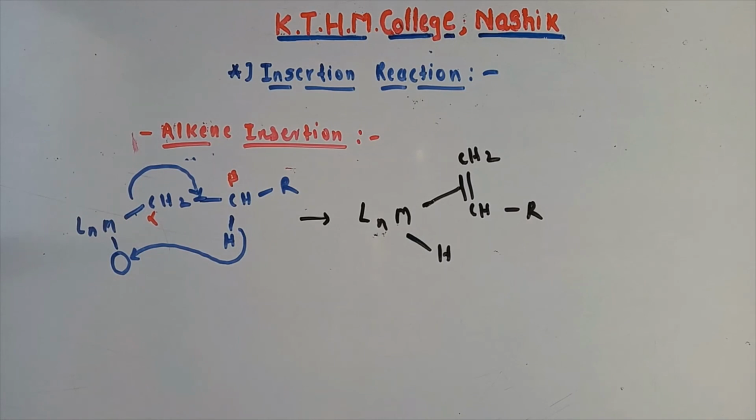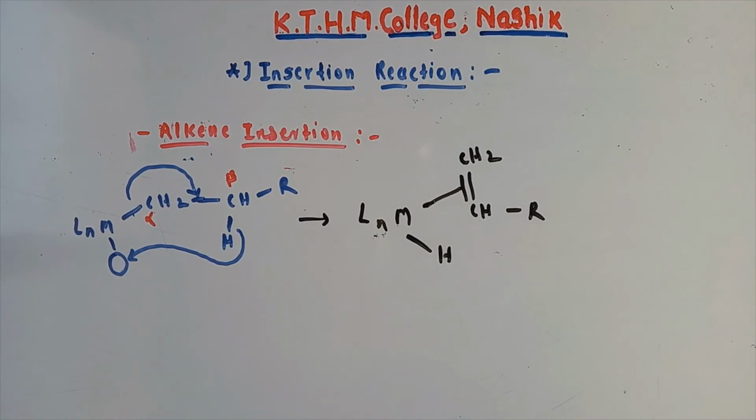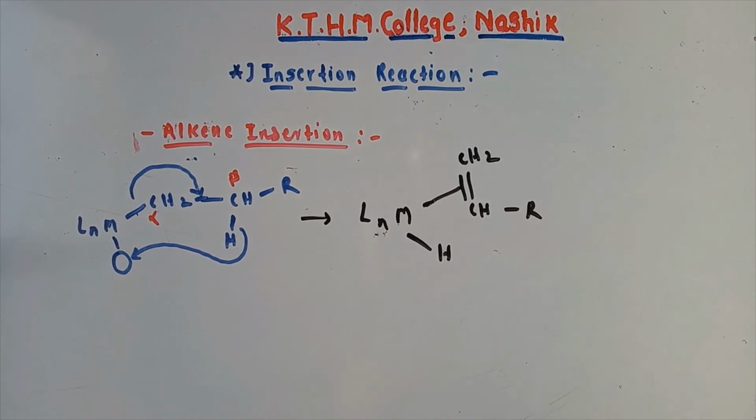Here we have finished this chapter, types of organometallic reactions. In this topic we have covered oxidative addition reaction, reductive elimination reaction and insertion reaction. In insertion reaction we have seen the types: one-one insertion and one-two insertion, and also carbonyl insertion and alkene insertion. Alkene insertion and beta hydride elimination are exactly the reverse of each other.